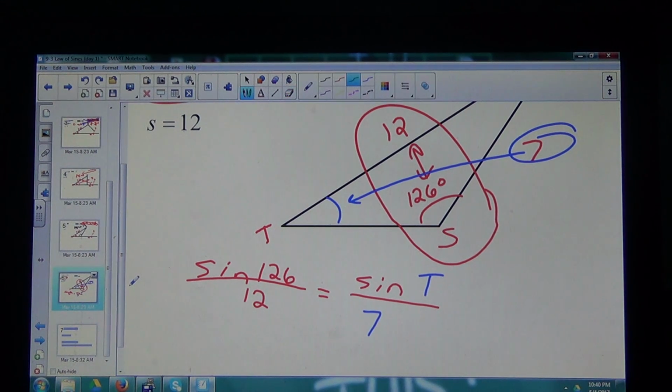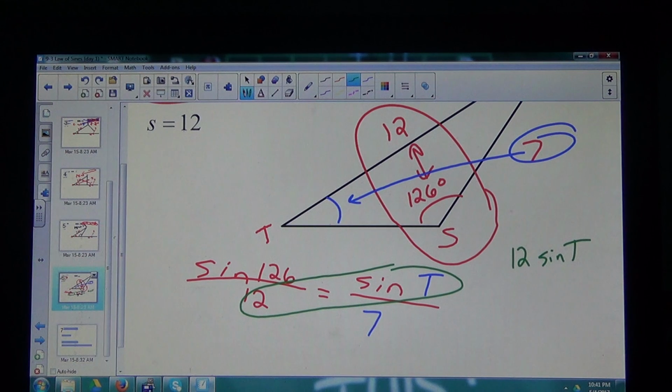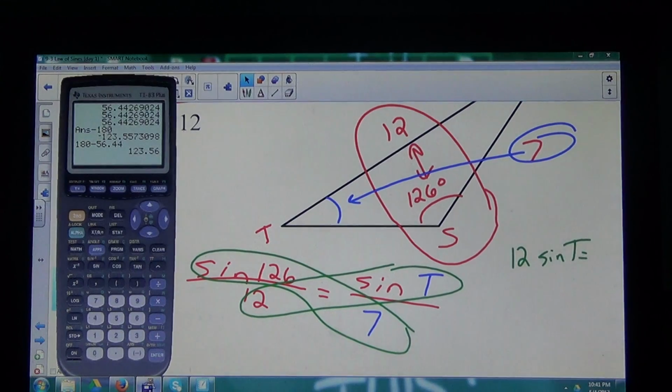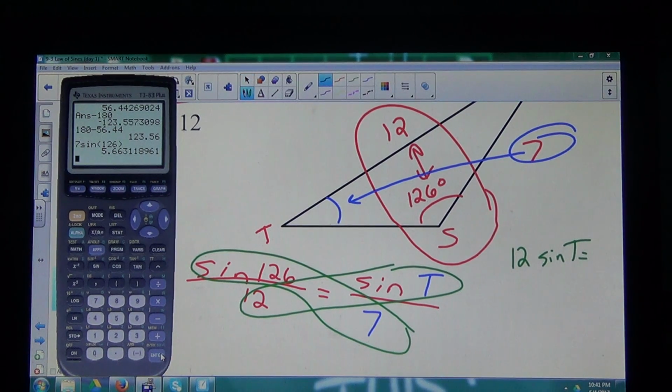So from this step again, all I do is cross multiply. So 12 times sine of t gives me 12 sine of t, equaling, okay, and then what would 7 times the sine of 126 give me? So I come over here. 7 times sine of 126, again be in degree mode, and that gives me 5.66. Okay, so this equals 5.66. And then from this step, how do I get t by itself?